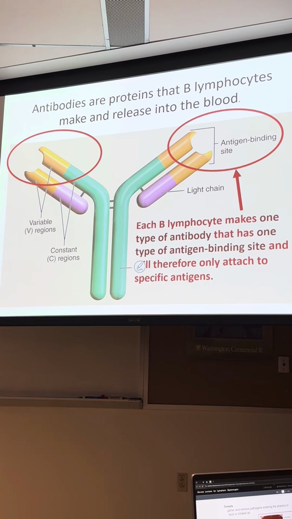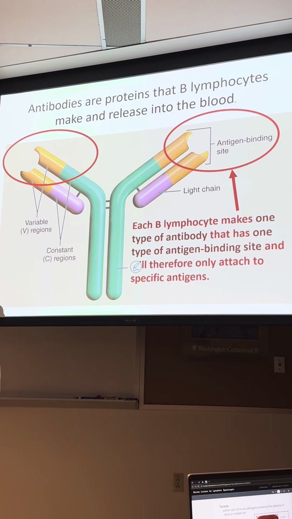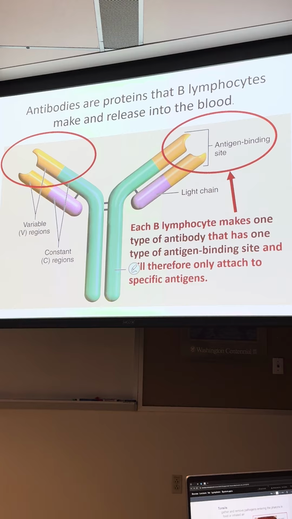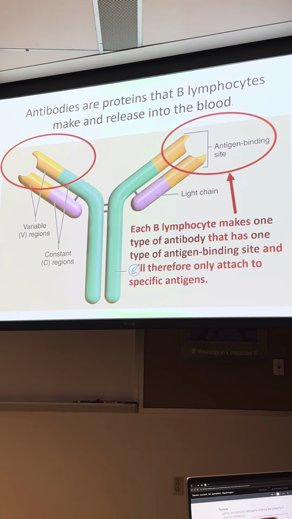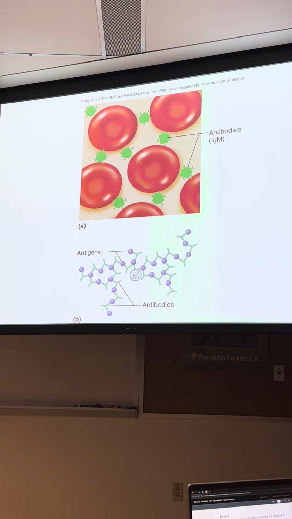On Monday, if that question is mixed up at all, like with B lymphocytes, just understand it's very particular, very individual, specific. That word is your favorite, okay?